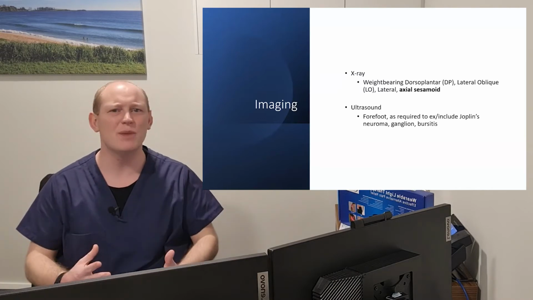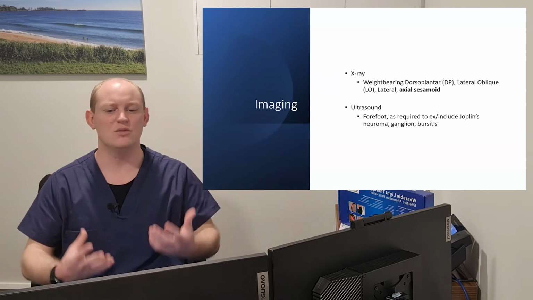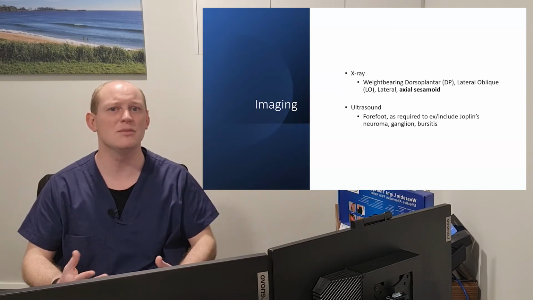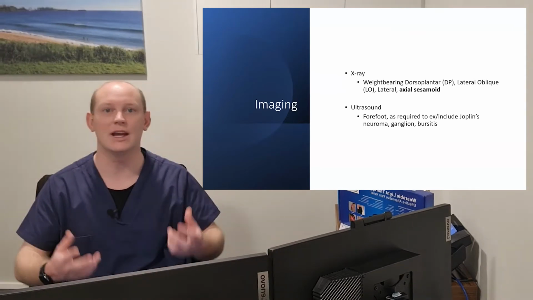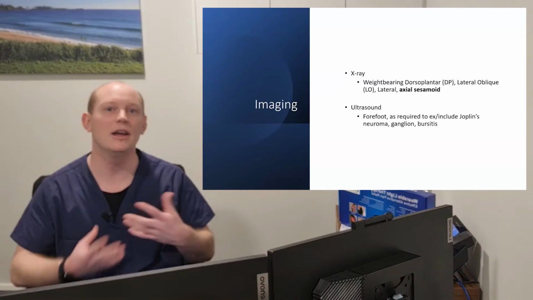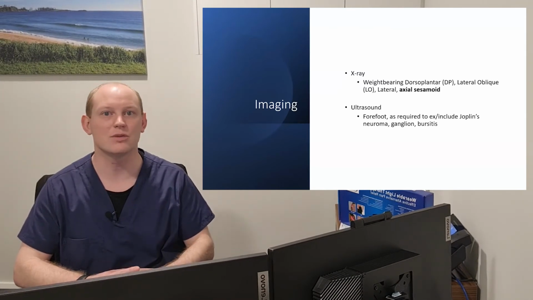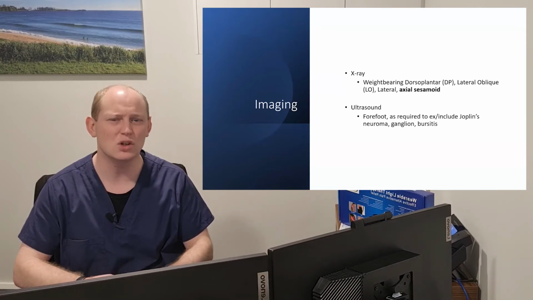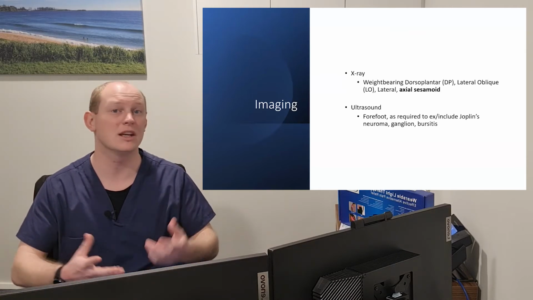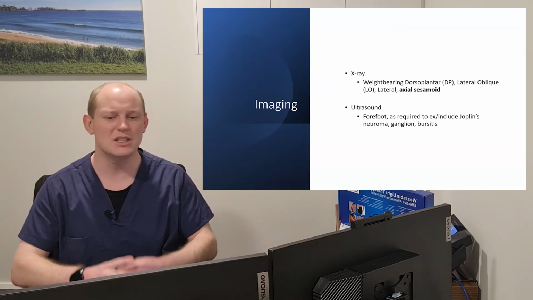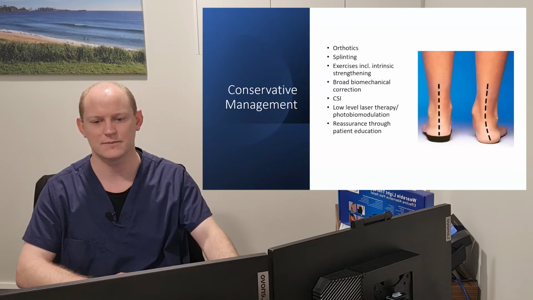Now, for some patients, you may also have soft tissue concerns, or there may be inflammation of the joint. You're wanting to get a better idea, and in those cases, you may undertake an ultrasound as well to exclude Joplin's neuroma, ganglions, bursitis. And of course, that's all up to clinical judgment. At times, you may also require an MRI if you're really not sure, or if there are other concerns going on. There may be gout that you're wanting to get a better idea of, but typically, these are the types of imaging that we would be undertaking.